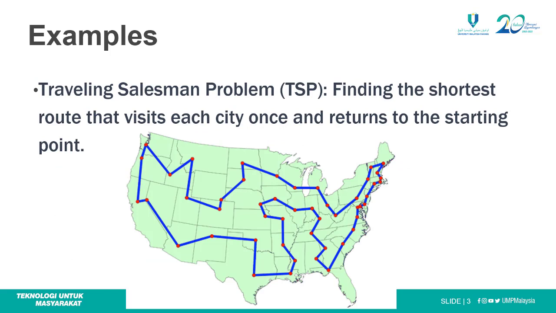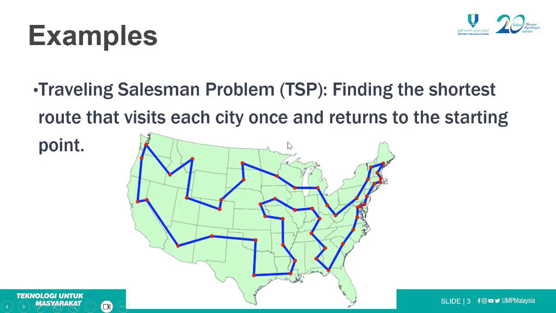One of the popular examples in combinatorial problems is known as the traveling salesman problem. This is a problem that has been researched and also implemented in a lot of applications. Basically, for the traveling salesman problem, a salesman needs to visit a finite number of cities in the fastest way. It may be in terms of the fastest time or the cheapest cost, and so on. So we are finding the shortest route that visits each city once and returns to the starting point.